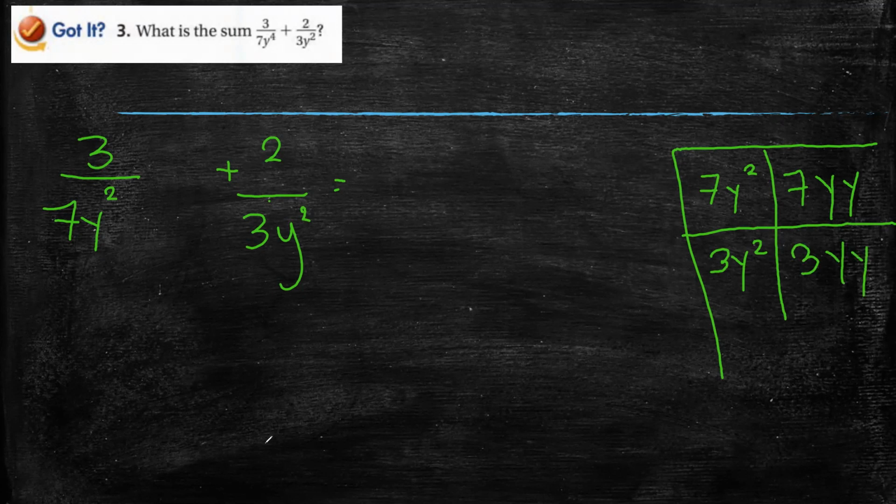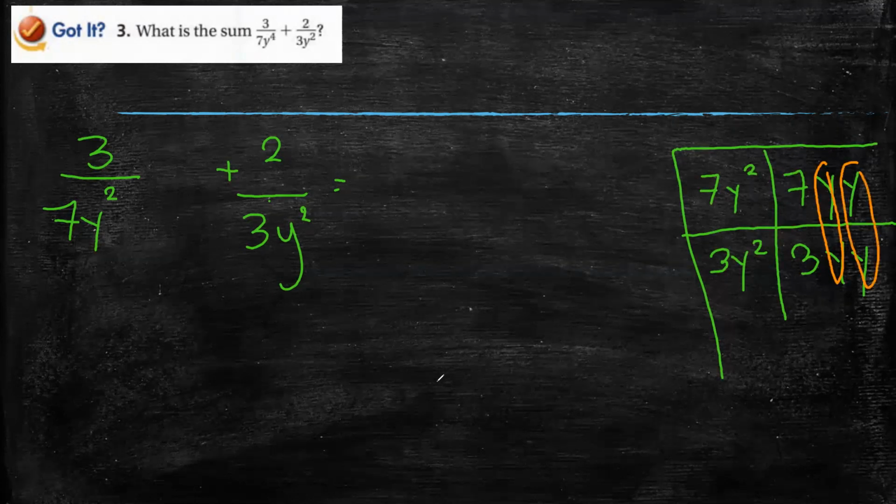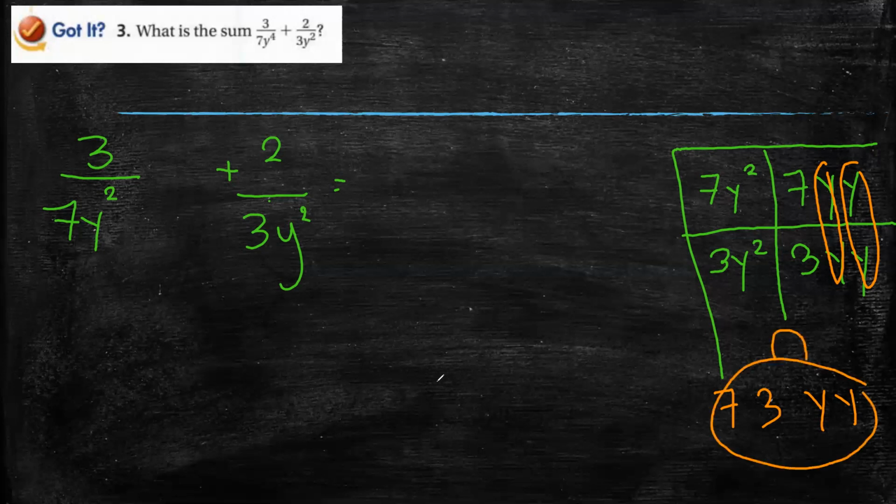So what do we have to do? The first step, circle the common factors here, which are y and y, and write the non-common, which are 7 and 3. After that, now put it in your bag. Teacher, it is 7y to the power of 4. Okay, thank you.